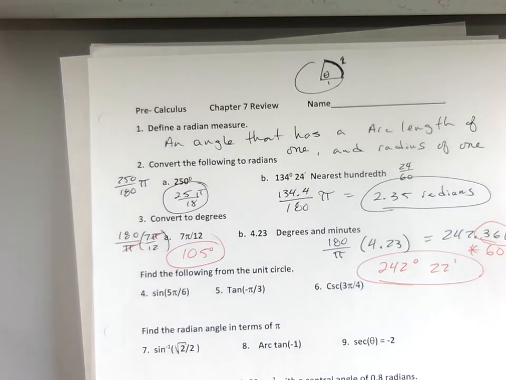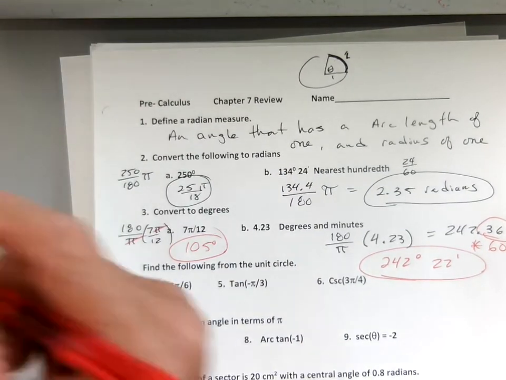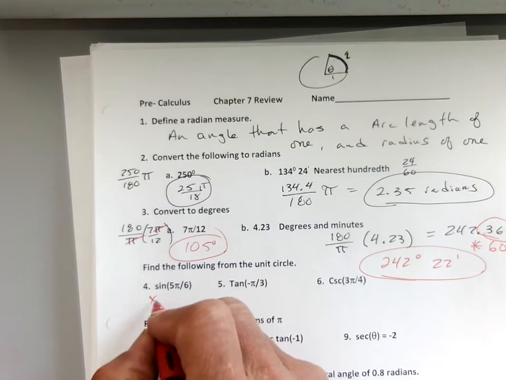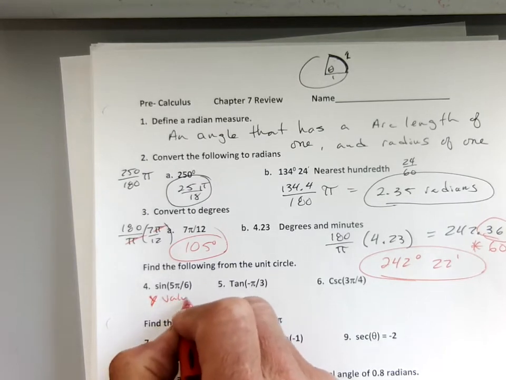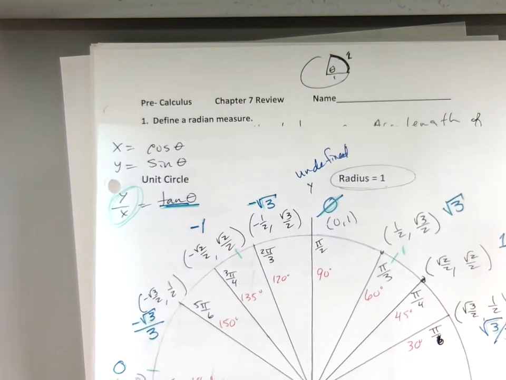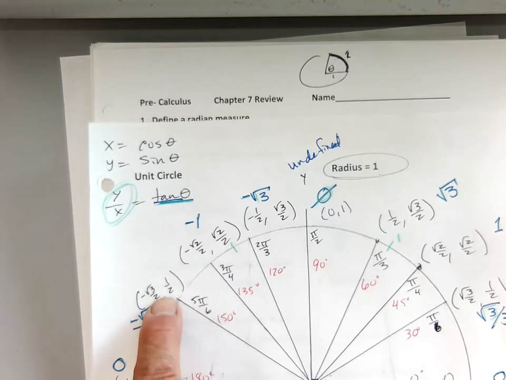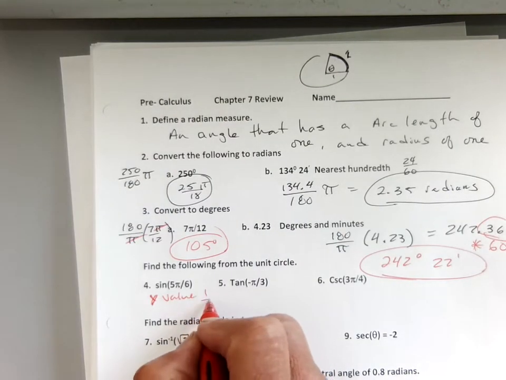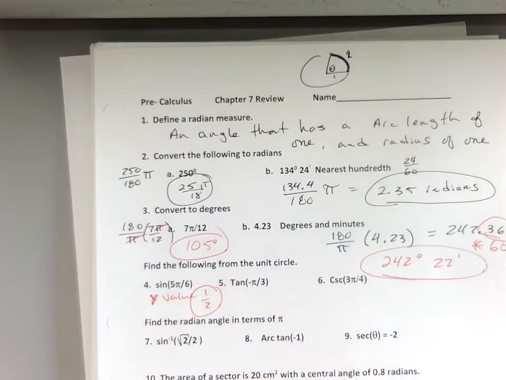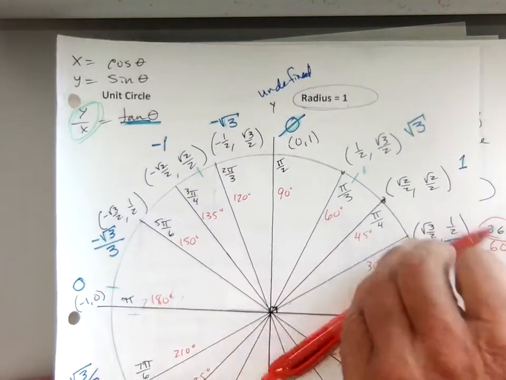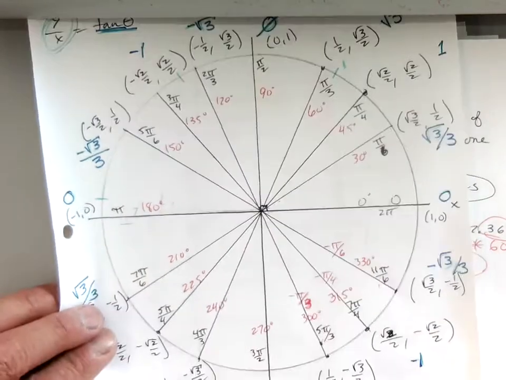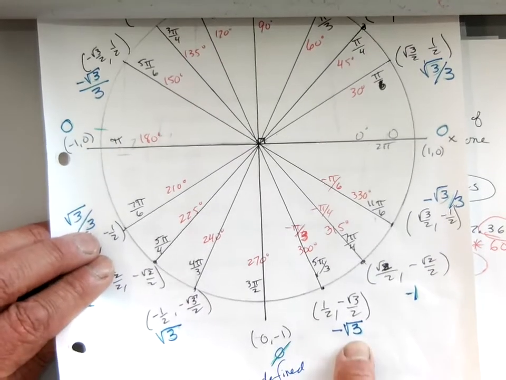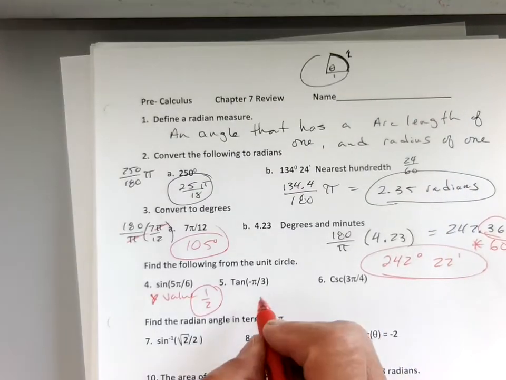Find the following unit circle values. 5 pi 6. Sine is the y value. So 5 pi 6 is there. The y value is 1/2. So the answer is just 1/2. Tangent of negative pi thirds. Pi thirds is here. Negative pi thirds is down here. Tangent is the outside value. We did those already. So I got a negative square root of 3.